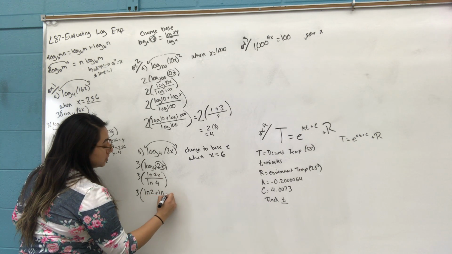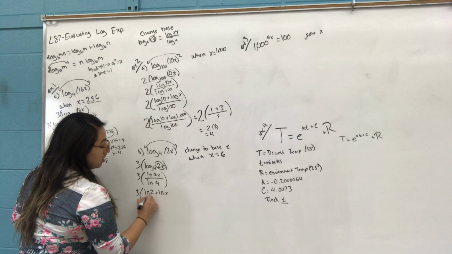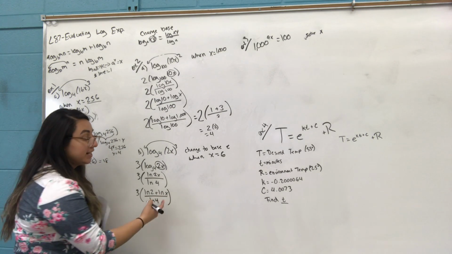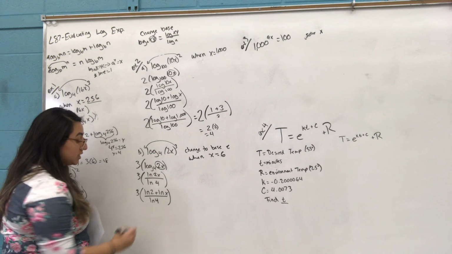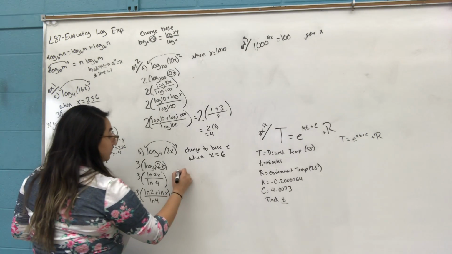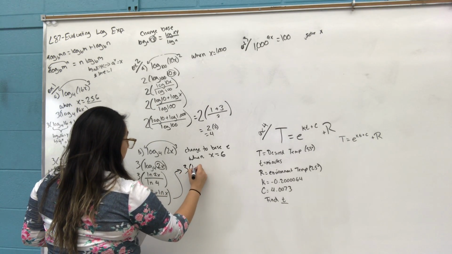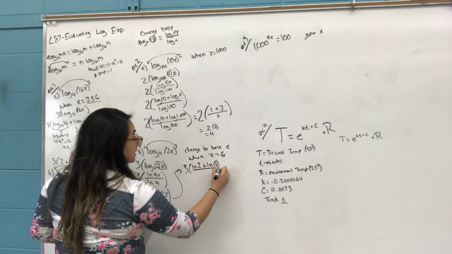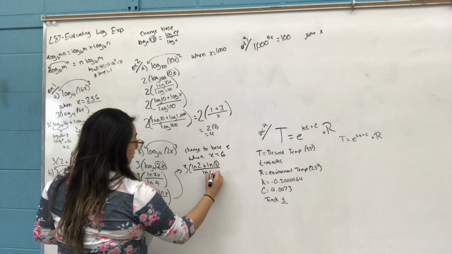So natural log of 2 plus the natural log of x over natural log of 4. This could be simplified again. Now I said x is equal to 6. That means, move over here, we have 3 times your natural log of 2 plus your natural log of, put in parentheses here, 6, over natural log of 4.